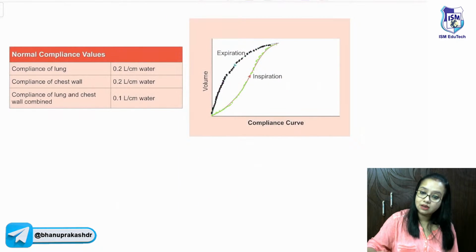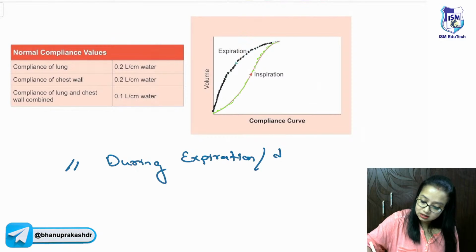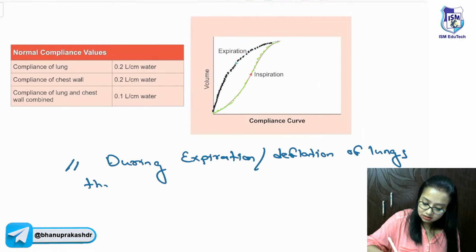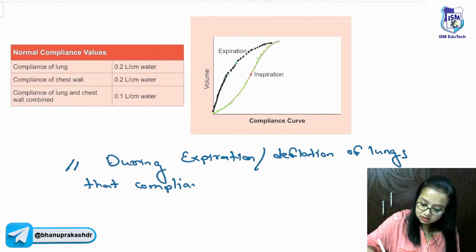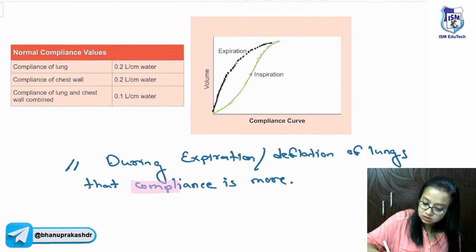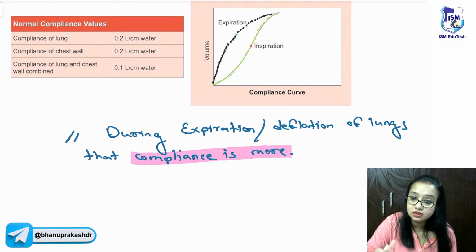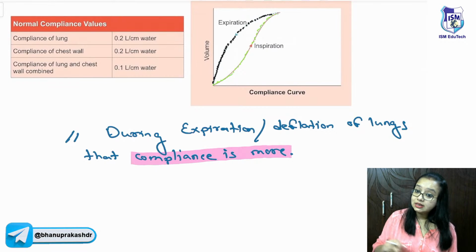So from this graph, what do we understand? That it is during expiration, or deflation of lungs, that compliance is more. This is a high yield point for us to remember. So it is during the expiration that the compliance is more. That means the stretching is more. That means when we are breathing out, the tension generated is more.